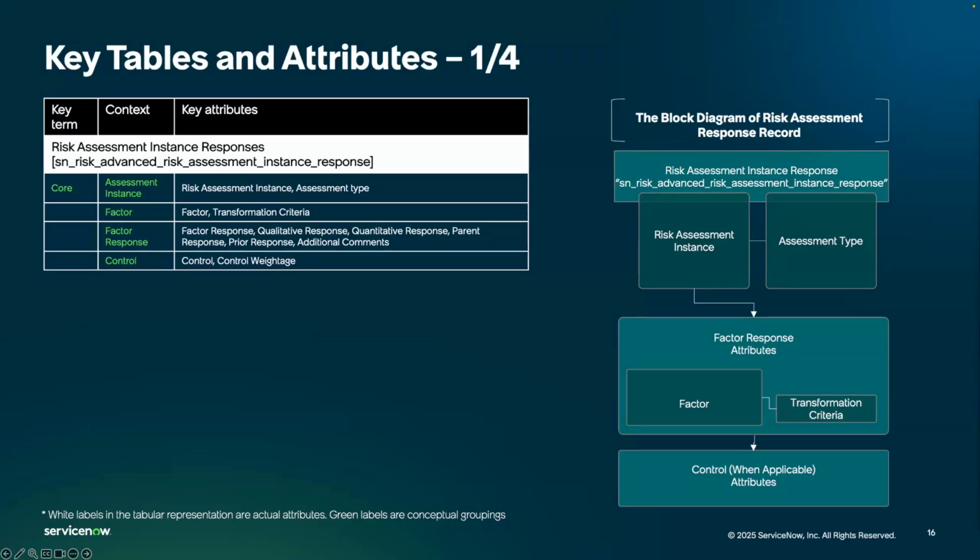First, the first table, this is where factor responses live. This is part of the top layer, the assessment instance. Every response links back to its parent assessment instance and identifies which assessment type it belongs to: inherent, control, residual, or target. The table risk assessment instance response stores every individual response to every factor in an assessment. If your assessment has 10 factors, you'll have 10 records in this table for that assessment. In case of group factor, the evaluation results are stored.